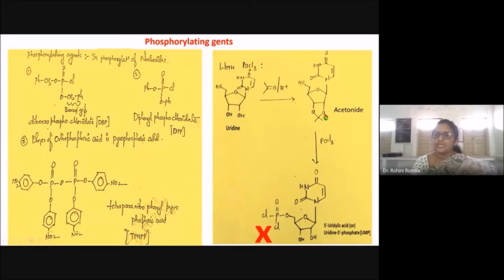So immediately dehydration takes place and a ring structure is formed. This is called acetonide. Now this OH is free, we can do the reaction. Okay, now just add POCl3.